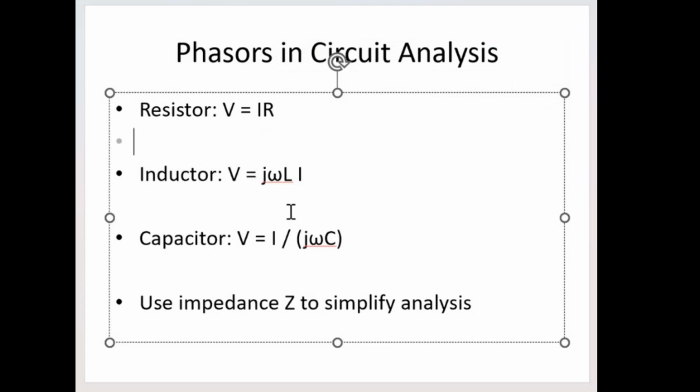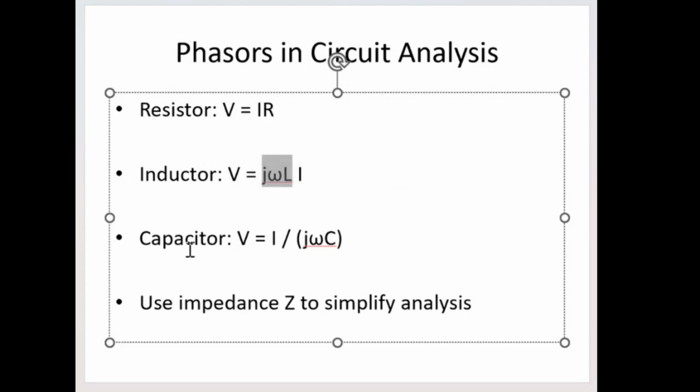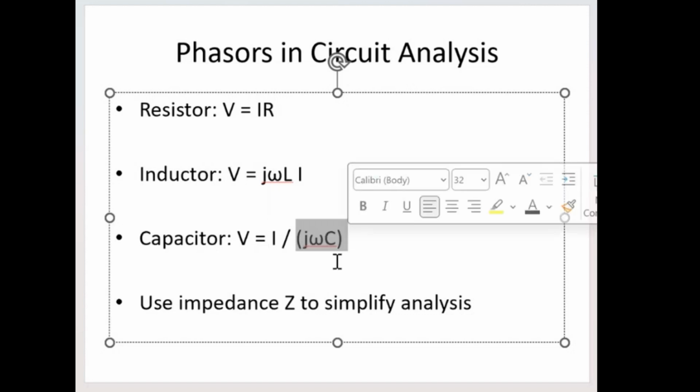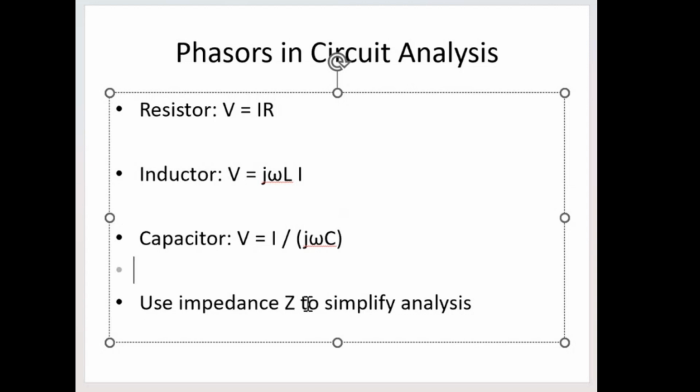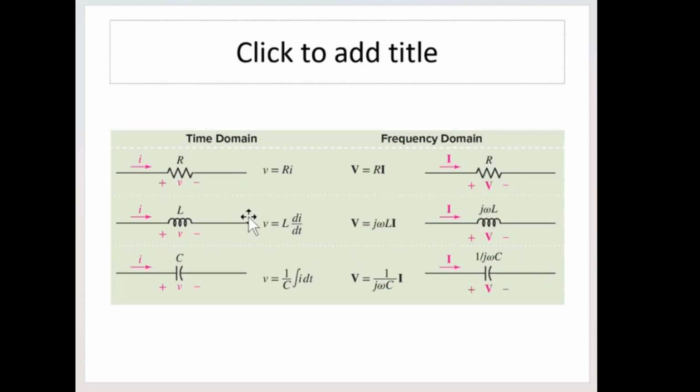For the inductor, it's going to be j omega L times I, where this part we're going to name the impedance. And if you have a capacitor, the relation between voltage and current will reduce to current divided by j omega C. We can use the parameter Z to refer to this j omega L or 1 over j omega C, and you just call it the impedance. This is just another way to represent the same concept.